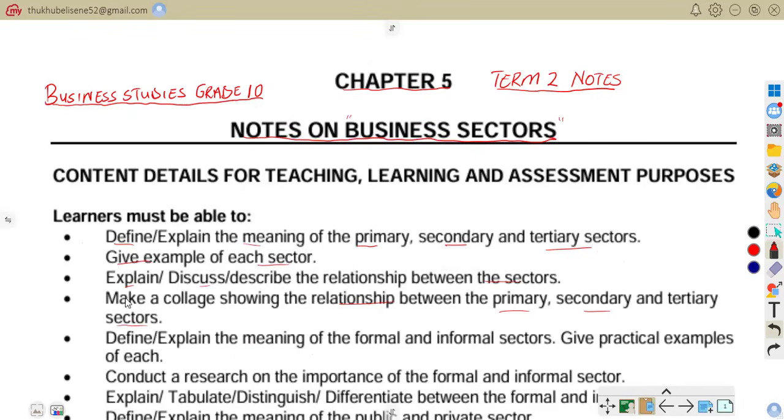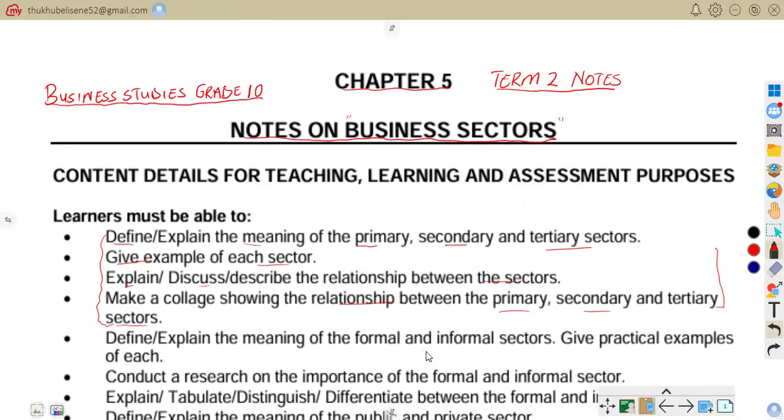So on this presentation, we are only going to look at this, and then the next presentation will talk about the other ones. For this presentation, we are mainly going to look at the meaning of primary sector, examples of that, the relationship between the sectors, and then also showing a collage of the relationship between the primary, secondary, and tertiary sector. So let us be together from the start of this presentation to the end of it.